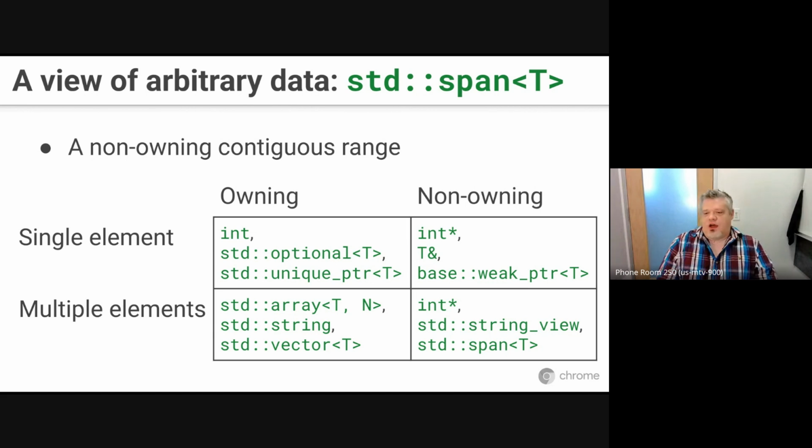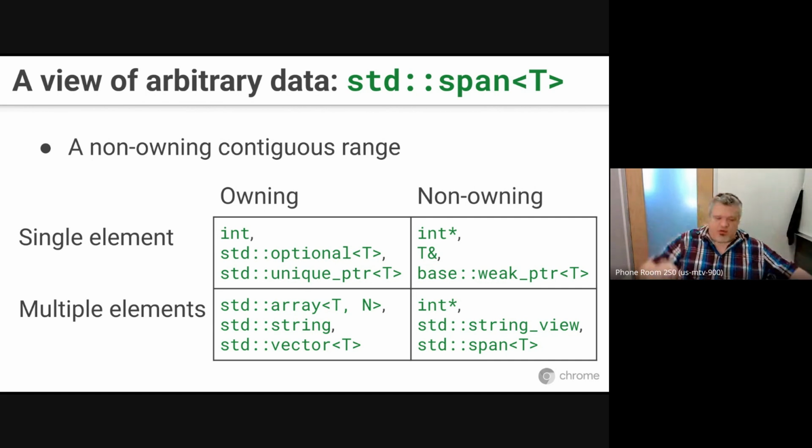String view had a predecessor in Chrome code all the way back in 2006 called string piece, and I never knew when I was supposed to use string piece or not. I did not figure it out for years. So if that's kind of how you feel with things like string view or span, then maybe this table that I'm showing will help you to figure out the relationship of these types.